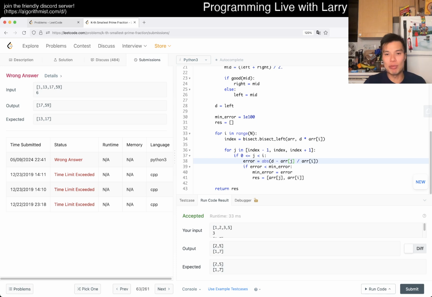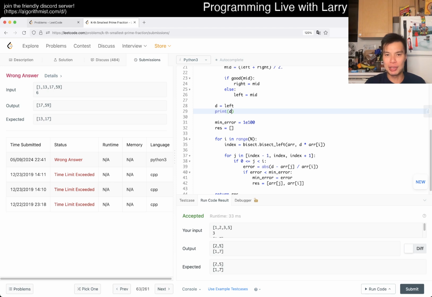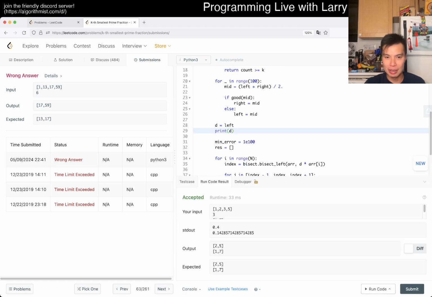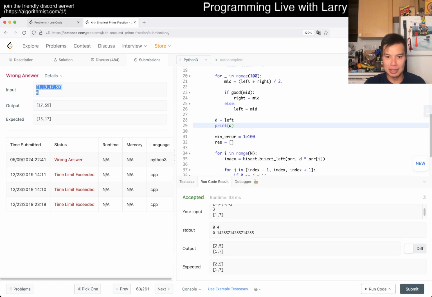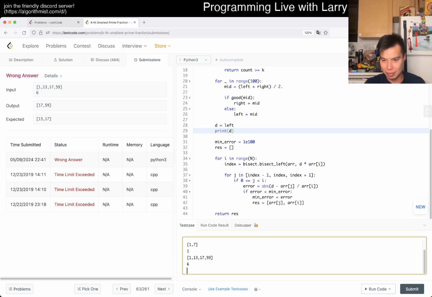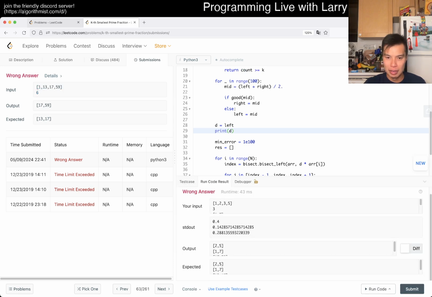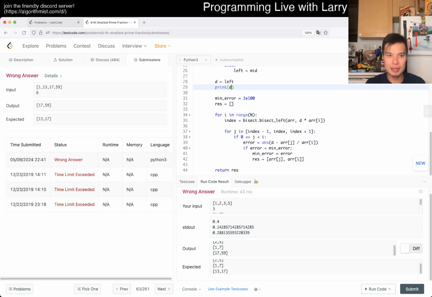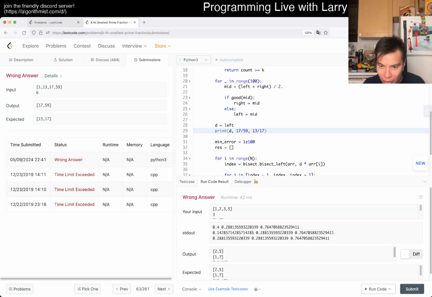Anyway, okay, so I think this is one of those things that I was worried about. So let's play around with this, right? Let's print D real quick. Oh, well, with this thing. Yeah, 2 point. So 17 over 59 and 13 over 17. Oh, no, this isn't even close.